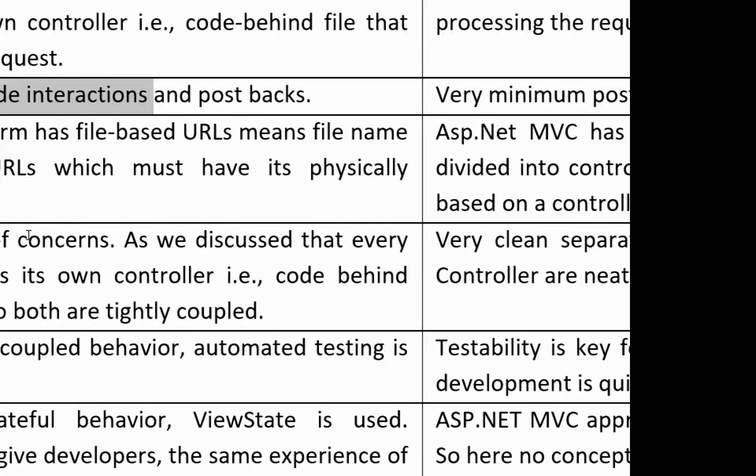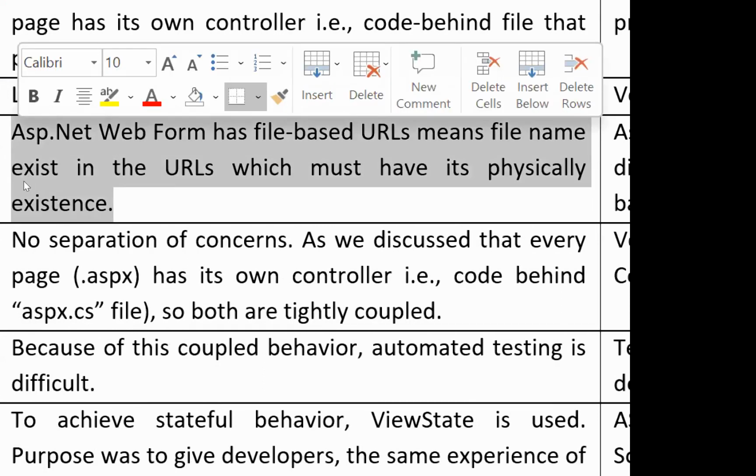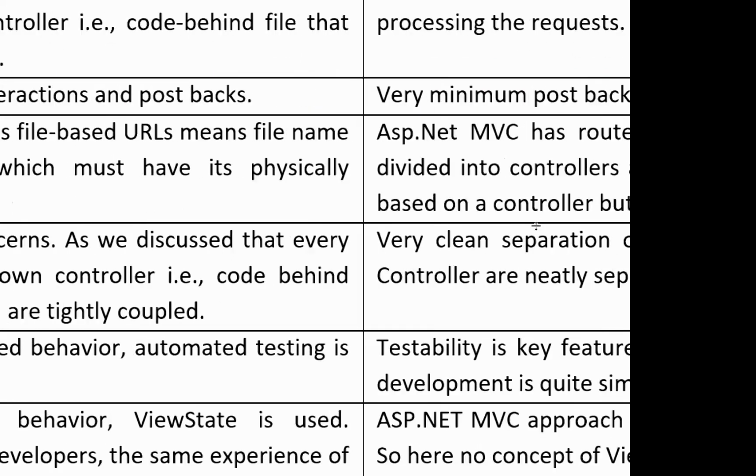Third, ASP.NET Web Forms have file-based URLs, which means the file name exists in the URL, and it must physically exist. Just now today morning I told you this. The file name will be present in the address bar. Are you clear? In the address bar, you will be writing the file name. So the user can know the name of the page the request is going to. Everyone knows your page names. But when you come to MVC, can anyone know the page name? No one can know the page name here.